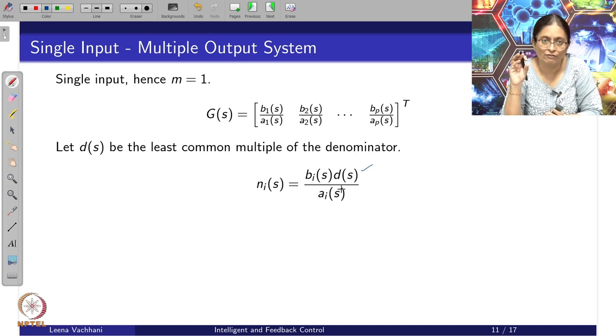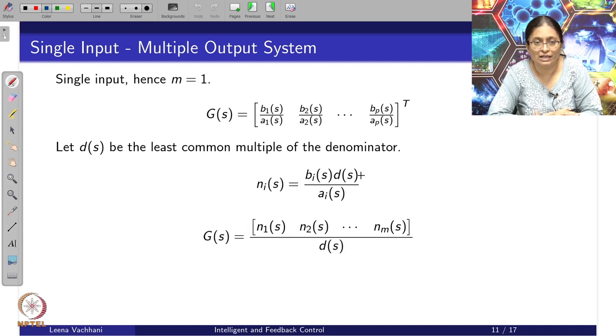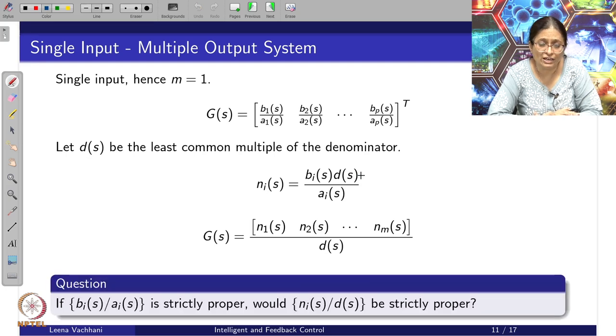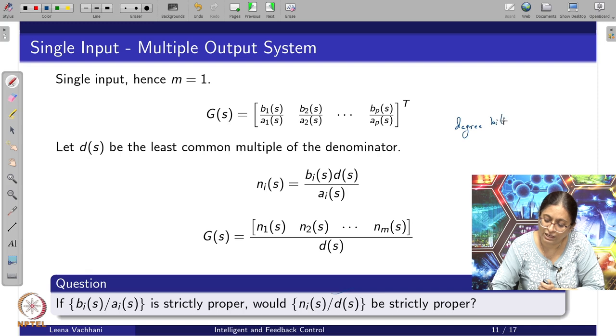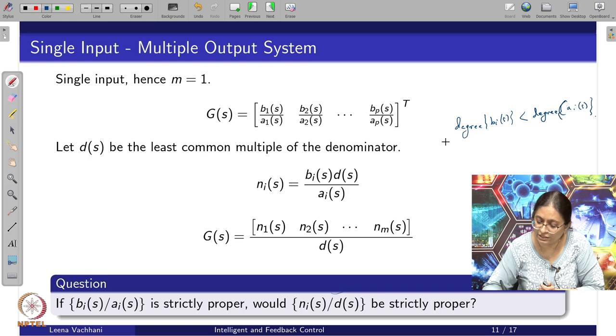So now the individual Gi of S is going to be Bi of S by Ai of S, which can be written as Ni of S by D of S. Then I will be able to write this G of S as N1, N2, up to Np, divided by D of S. If Bi of S by Ai of S is strictly proper, does it mean that Ni of S by D of S is also strictly proper? Yes. What is strictly proper that we are saying? That the degree of Bi of S is less than the degree of Ai of S. This is what we have always been following when we do the transfer function analysis.